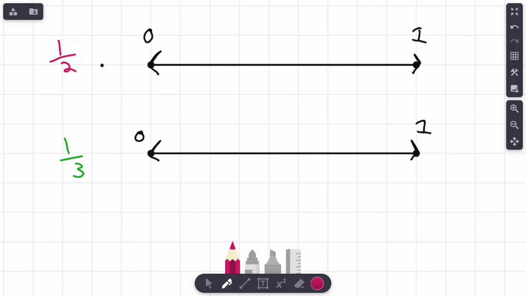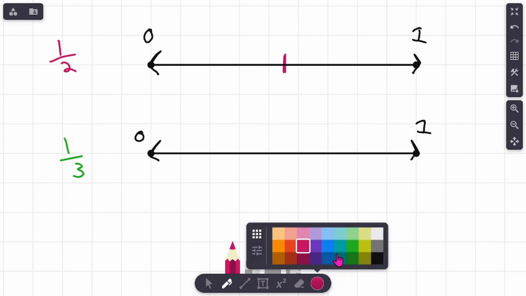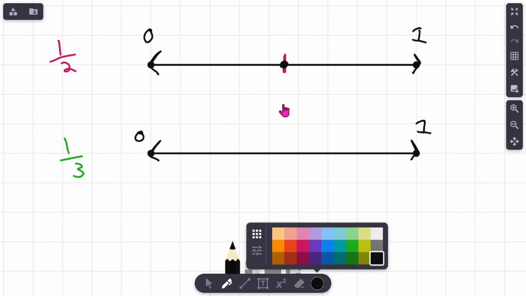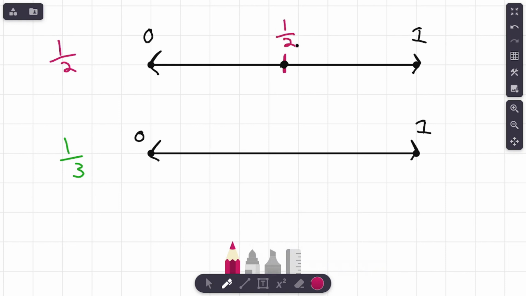Our denominator is 2, so we're going to need 2 equal sections here. So here is one section. Here's my second section. And 1, our numerator, tells us how many equal sections we need to count. We're going to count 1 equal section, and that's going to put us right here. And I'm going to label that 1/2. All right, we've done a half several times. You're probably getting really good at it.